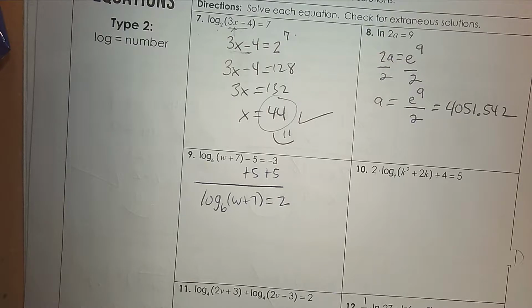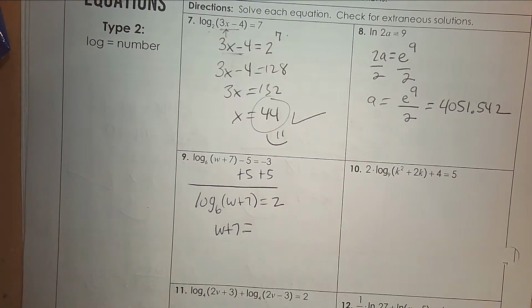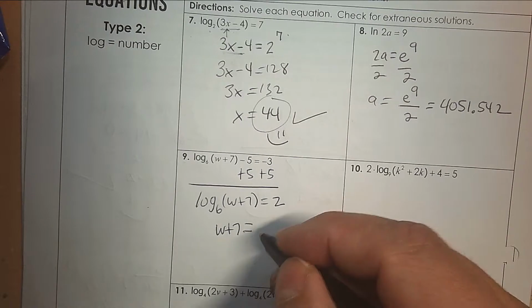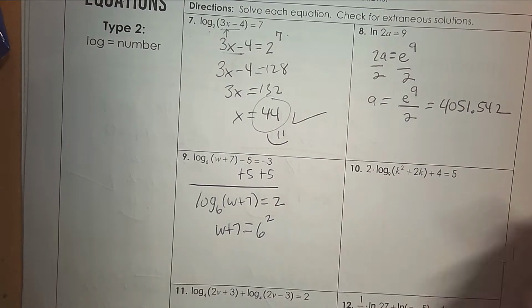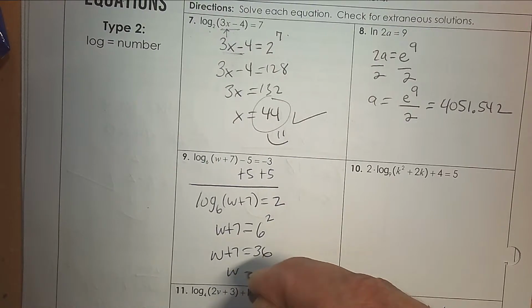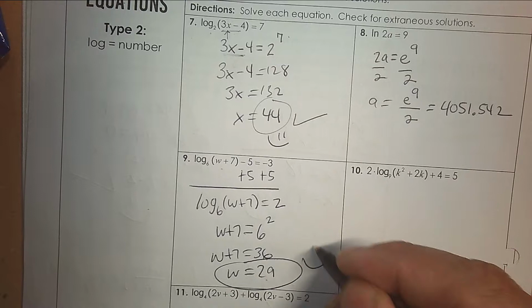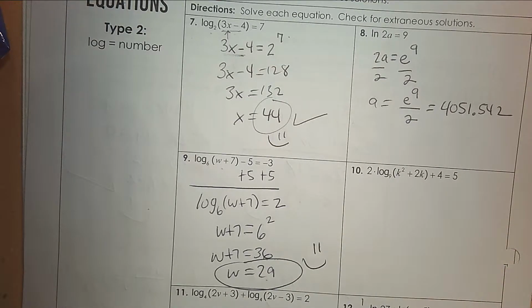At this step, we have to write it as an exponential. So I'm going to remind you again, how do I write that as an exponential? Do you see what's inside the logarithm? Write it down. What's the base? And then what's the exponent? Now this one's simple. 6 squared is 36. When you subtract 7, you get 29. Check. Yep. It gives you a positive answer inside the logarithm.